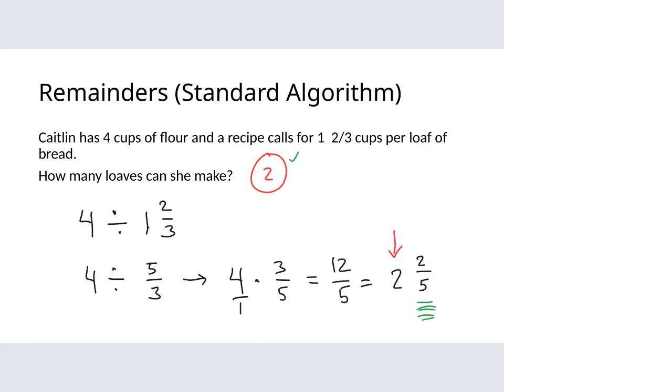When you use the standard algorithm, the remainder that you get is not how much flour is left over. This is the number of loaves that could be made with the remaining flour.